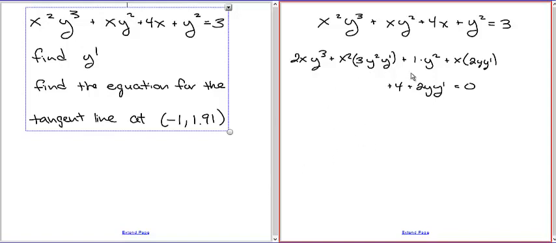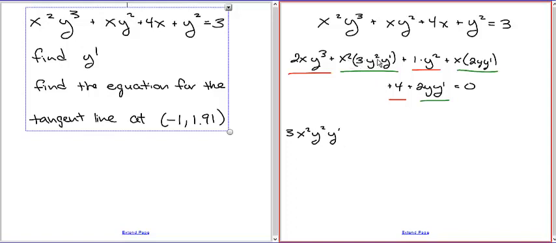Now, what we want to do is get all the terms involving y prime to the left-hand side and the other stuff to the right-hand side. So this is going to the right-hand side. It's going to the right-hand side. That's going to the right-hand side. This one stays on the left-hand side. This one stays, and this one stays. Now I'm going to rearrange these as I do them. I'm going to put the constant first, then the x, then the y, and then the y prime.